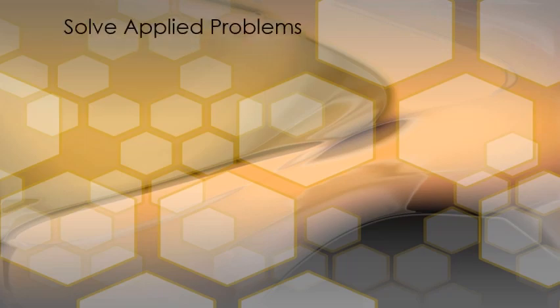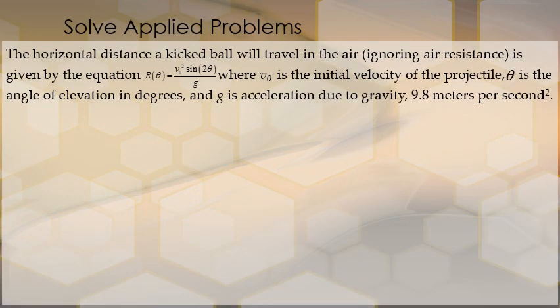So now let's look at solving applied problems. The horizontal distance a kicked ball will travel in the air, ignoring air resistance, is given by the equation r of theta is equal to v sub 0 squared times the sine of 2 theta all over g, where v sub 0 is the initial velocity of the projectile, theta is the angle of elevation in degrees, and g is acceleration due to gravity, and that's 9.8 meters per second squared.